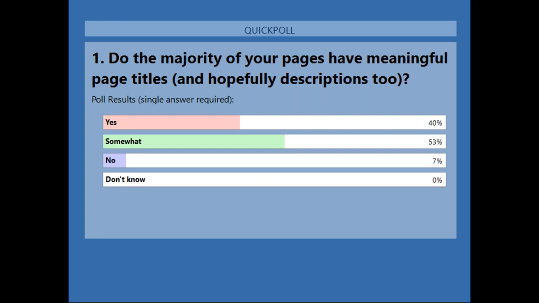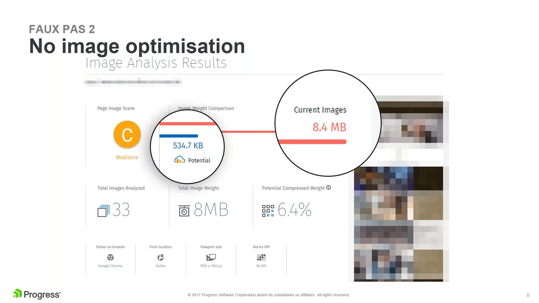Cool, thank you. So let's go on to faux pas number 2, and it's no image optimization. I actually see this quite a lot in the projects that I review. Last year I was asked to do some analysis on a slow Sitefinity website for a well-recognized Australian brand, and this is actually their image analysis results.